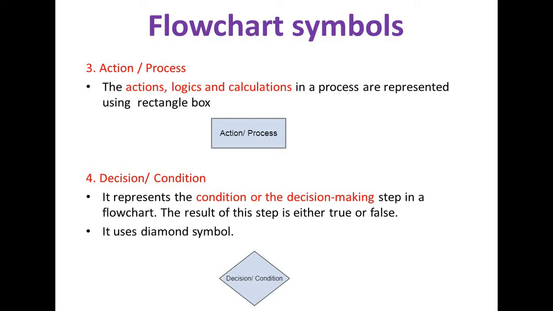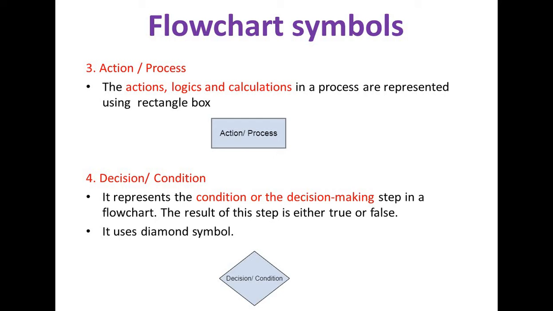The third symbol is action or process. After getting the input from the user, whatever task we need to perform, those actions or logic and calculations involved in the particular task are represented using this symbol. Here, to represent the action or process, we use the rectangle box. However many calculations and logics are involved in a particular program, everything is represented using the rectangle box.